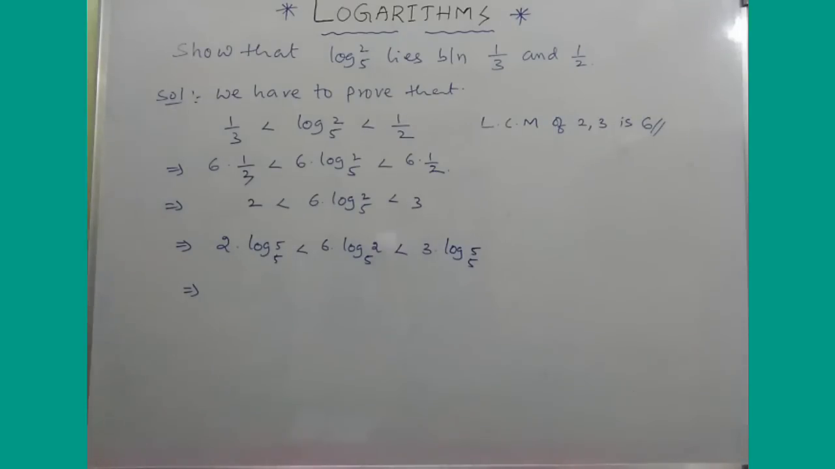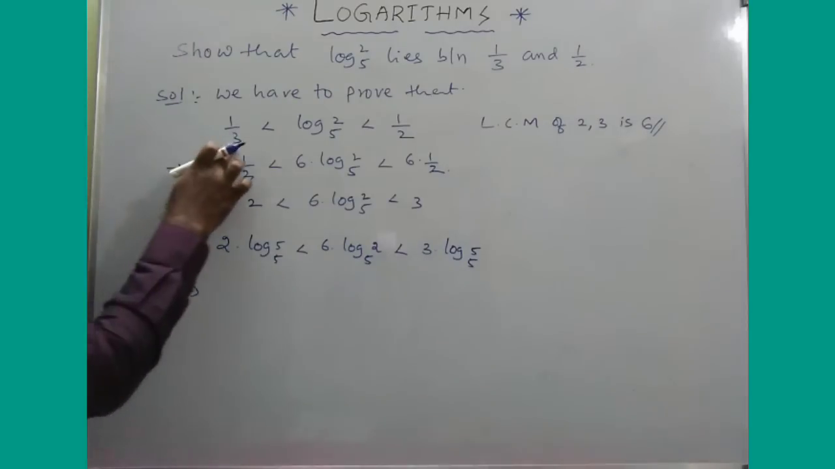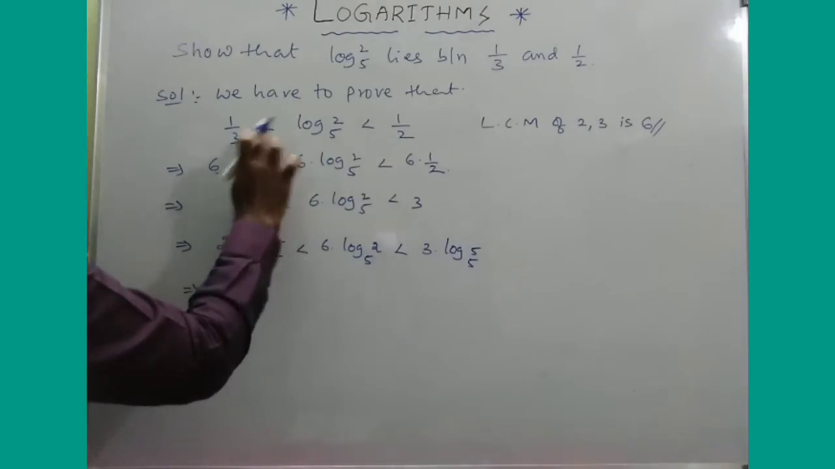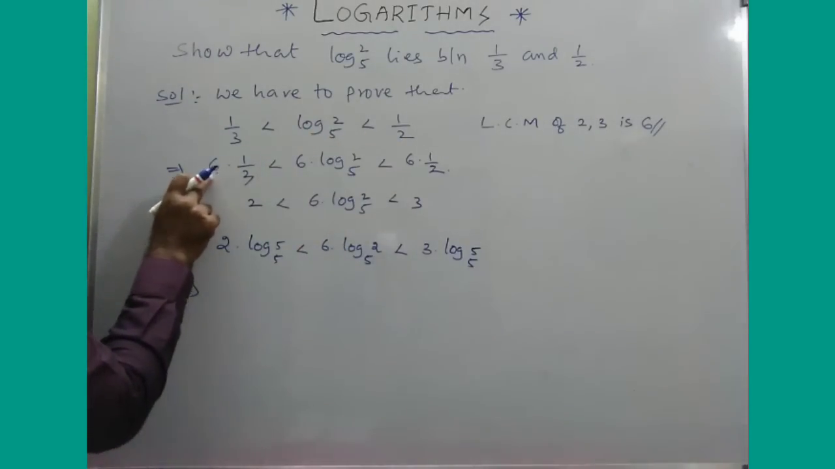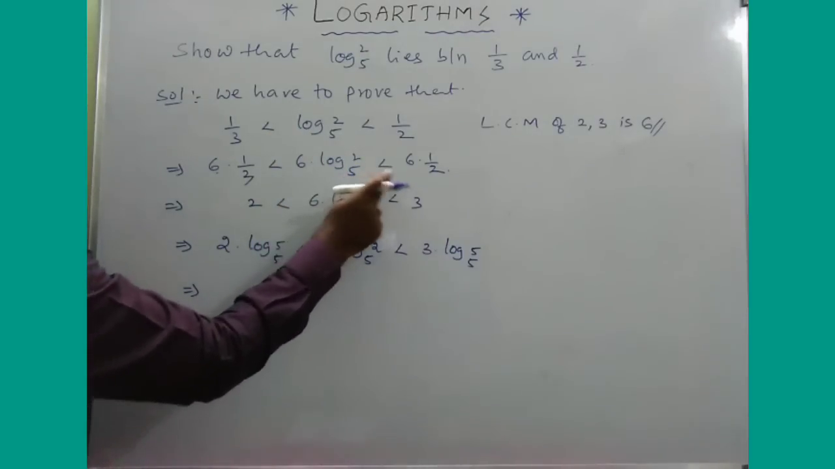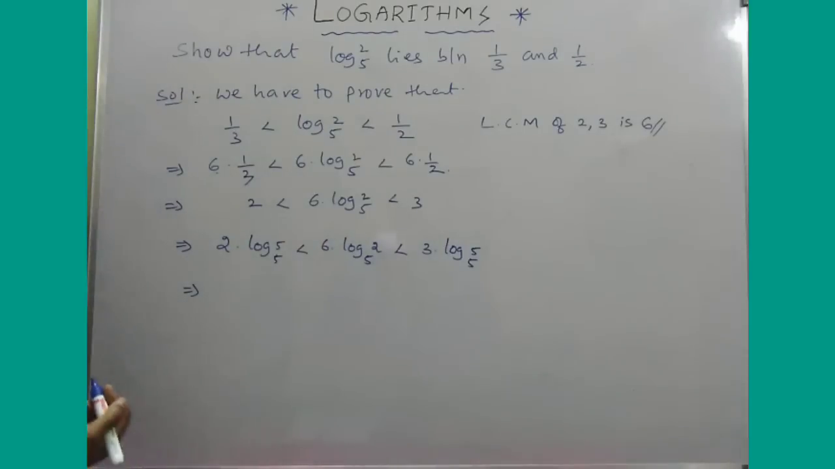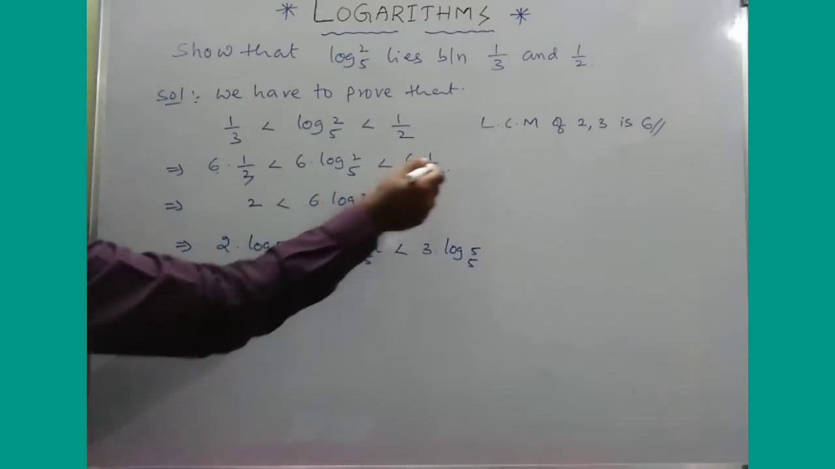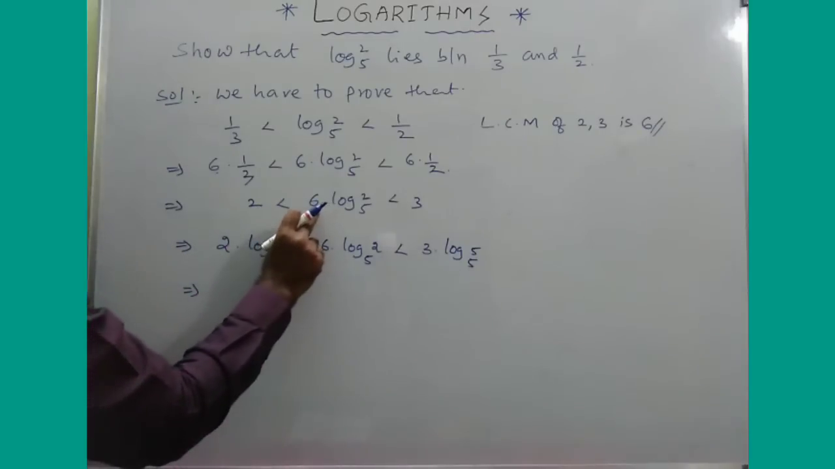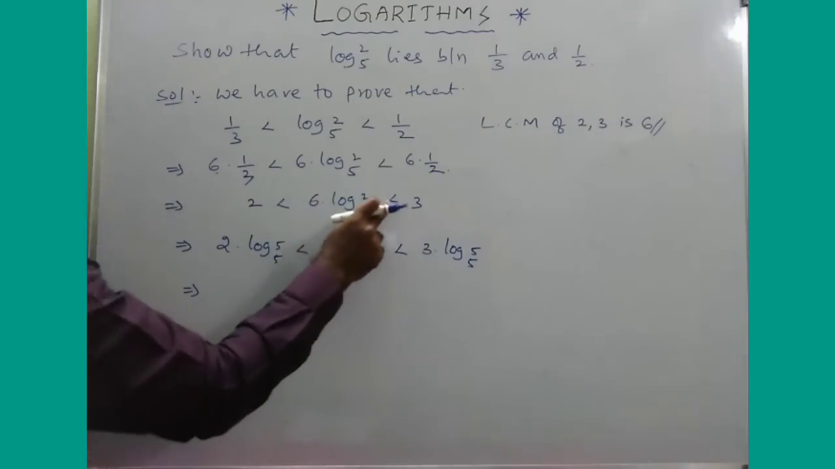So 6, the LCM, is a positive real number. Then no problem if you multiply with a positive real number, or if you divide with it also, the inequality does not change. Hence each and every term multiply with 6, because 6 is the LCM of 2 and 3. Hence 6 into 1 by 3 less than 6 into log 2 to the base 5 less than 6 into 1 by 2. So this 3 here 2 times and 2 here 3 times. Hence we can write that 2 less than 6 into log 2 to the base 5 less than 3.